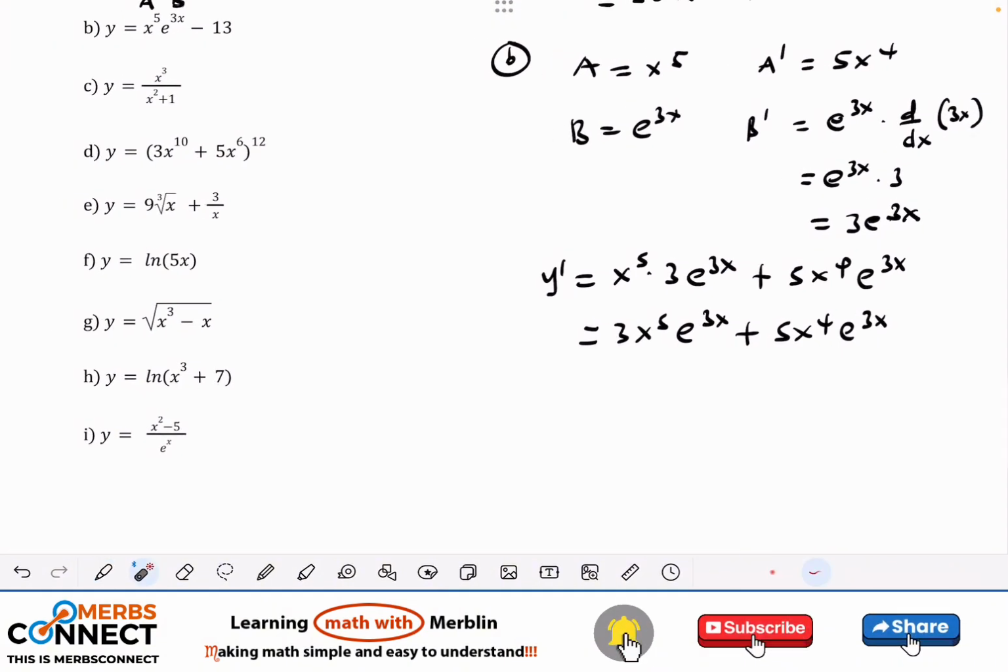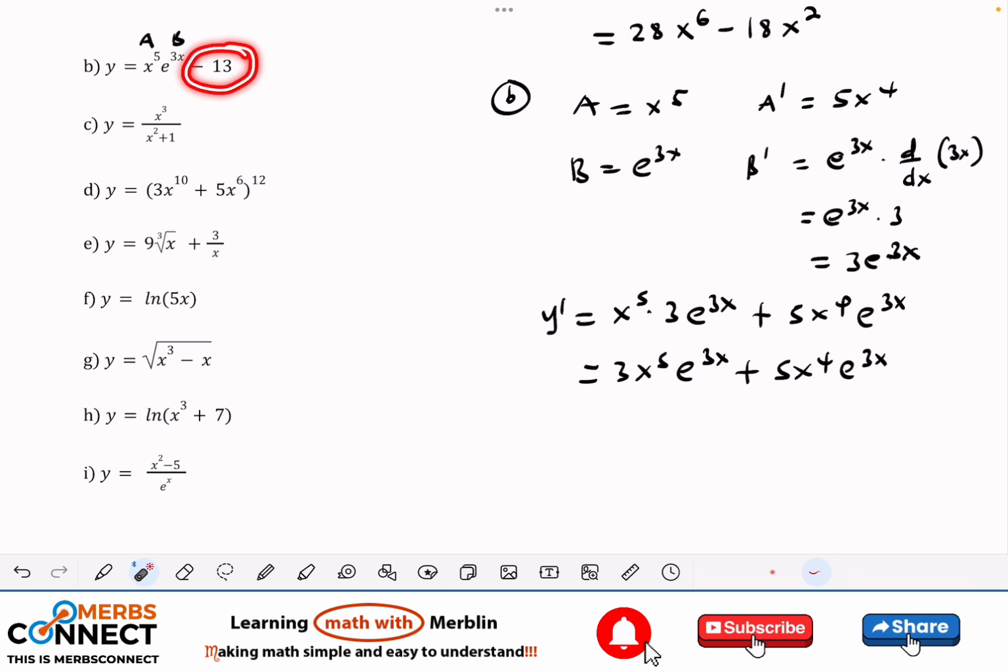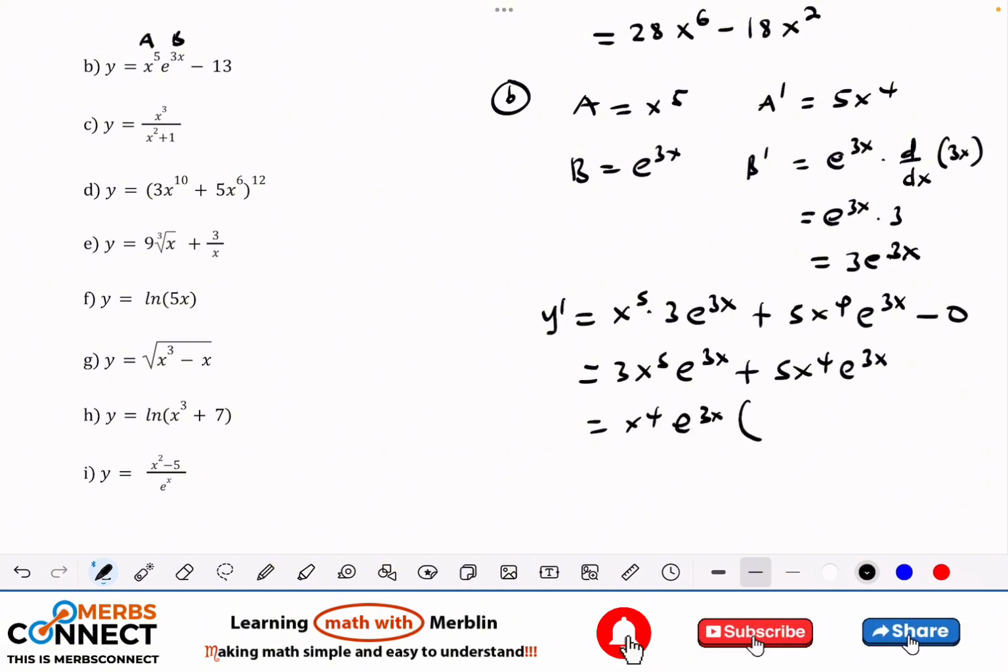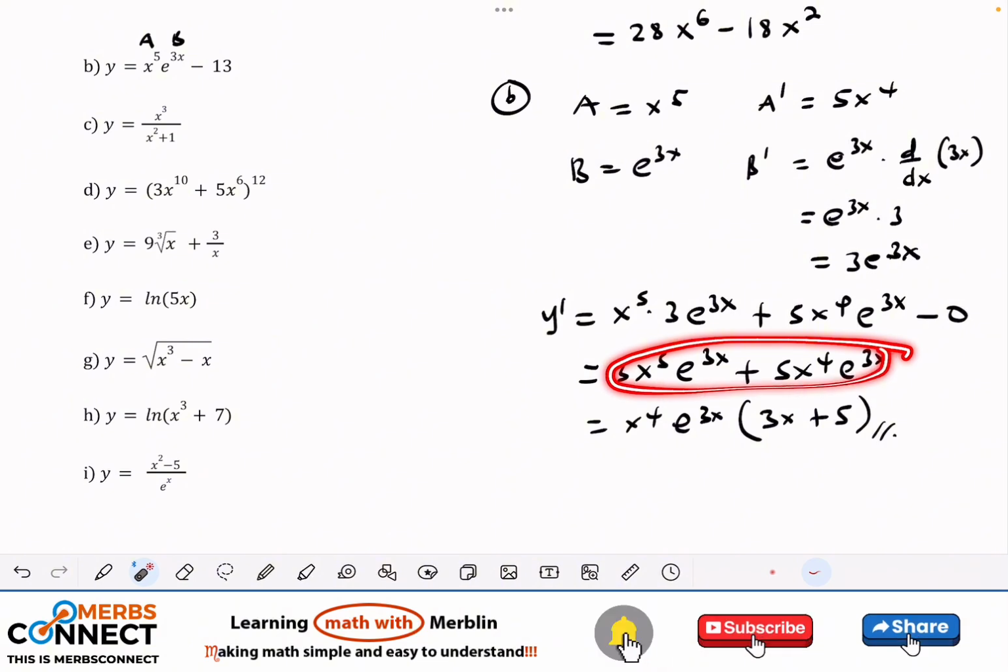Now don't forget we have the constant here, but when I differentiate negative 13, I'm going to have minus 0 because I will get 0. So this is what I'm going to get at the end of the day using the product rule. If you just want to do some manipulation, you can factor x to the power 4 e to the power 3x out, and you are left with 3x plus 5. This is what you get if you want to simplify, but you can just leave your final result in the earlier form and you are okay.